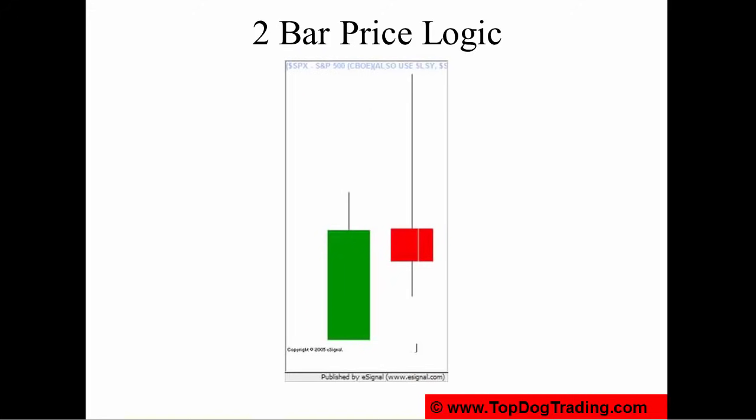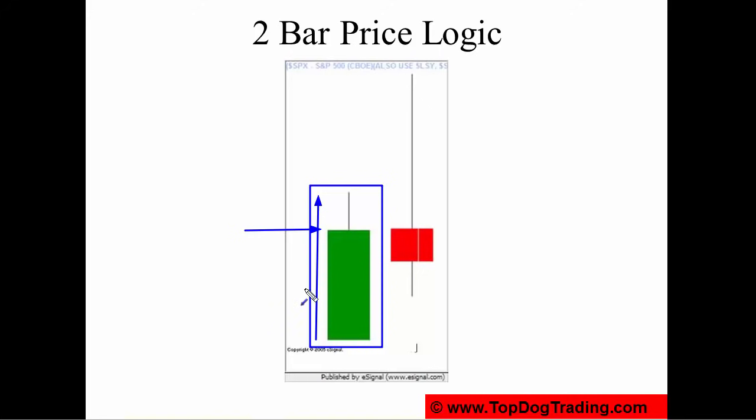Again, two bar logic. So we've got a bit of a green bar here, a bit of a bullish bar. Now notice on this one, the things that we're looking at: range of the bar from low to high, not as much. So that means it's not as bullish. Closes near the high. Okay, so that's a bit of a bullish sentiment.